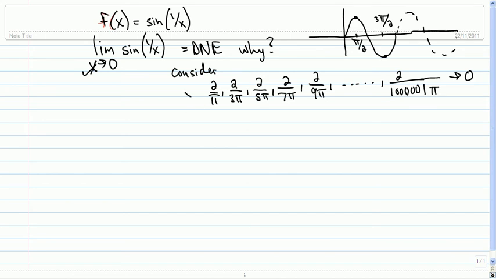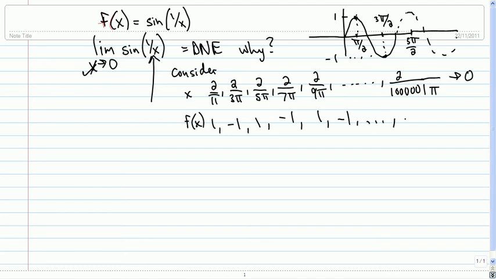But if I was to look at the values, at 2 over pi, I'm going to take the reciprocal. It's going to be pi over 2, which is here, at 1. But at 2 over 3 pi, the reciprocal is 3 pi over 2. It's going to be negative 1. And then when I hit 2 over 5 pi, the reciprocal is 5 pi over 2, so I get 1. Negative 1, 1, negative 1. It keeps doing that over and over again. So the closer I get to 0, I'm not approaching any single value.